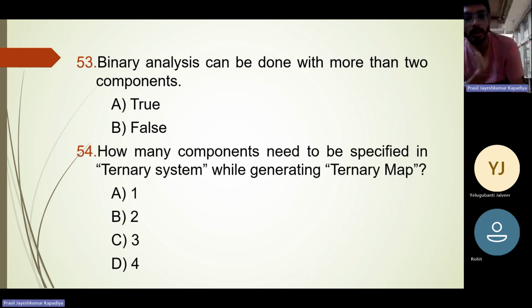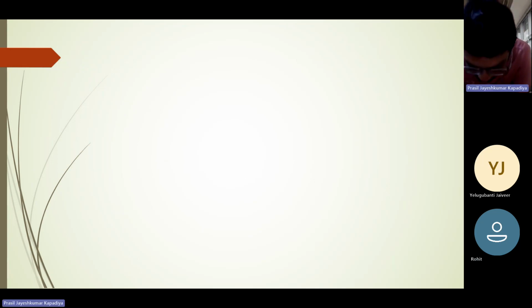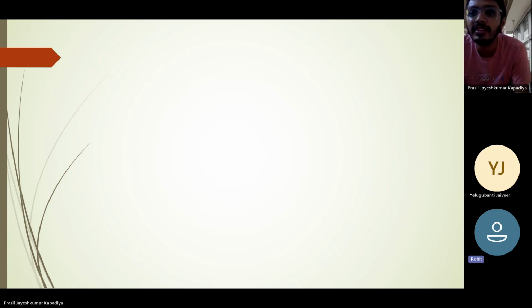How many components need to be specified for a ternary system? For a ternary map? Three. True. Are you following or not? You are not responding.